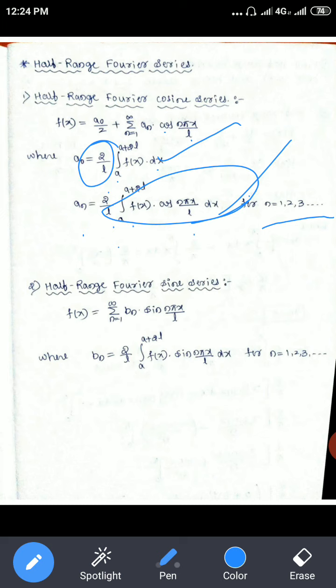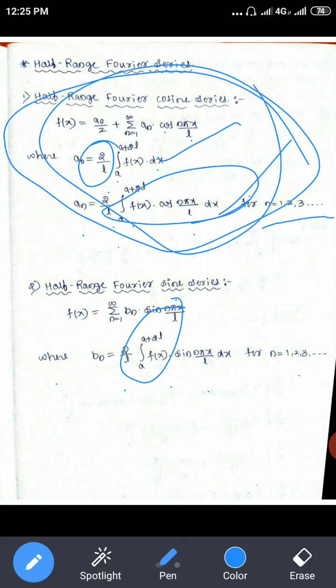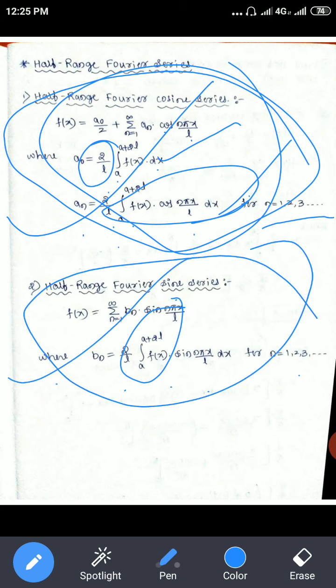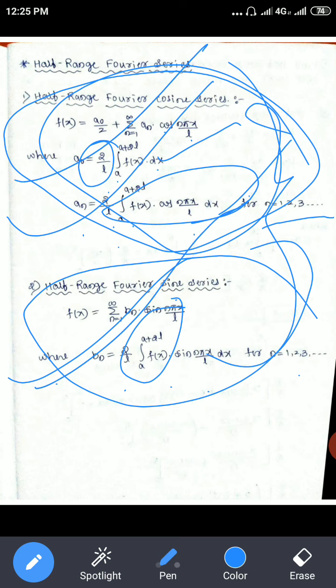And half range Fourier sine series. That is f of x is equal to summation of bn into sin n pi x divided by l, n is from 1 to infinity, where bn is 2 by l, integral a to a plus 2l f of x into sin n pi x divided by l dx for n equal to 1, 2, 3 and so on. If they ask you half range cosine series, you go for this. If they are asking you half range Fourier sine series, you go for this. If they are asking both, you do it separately.